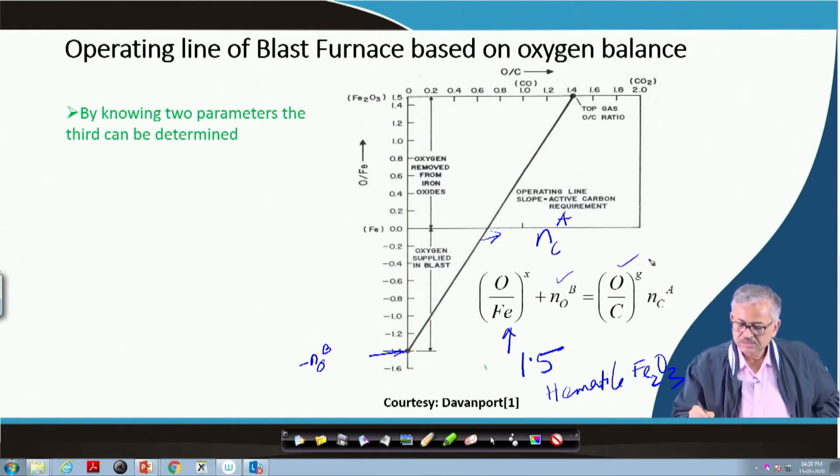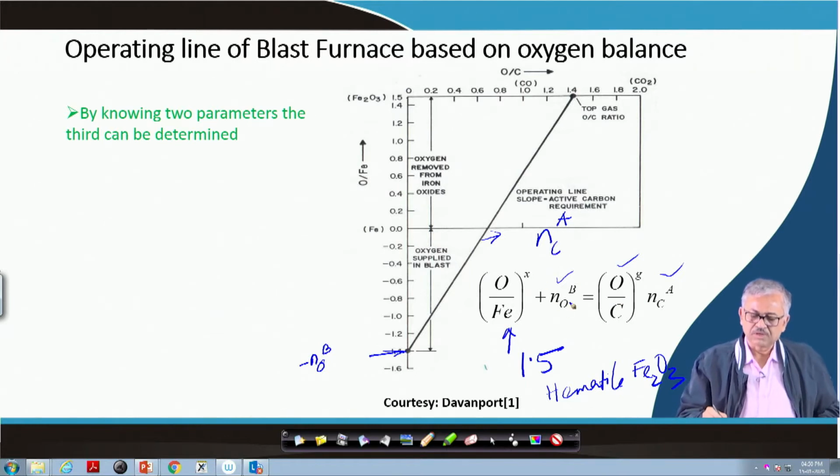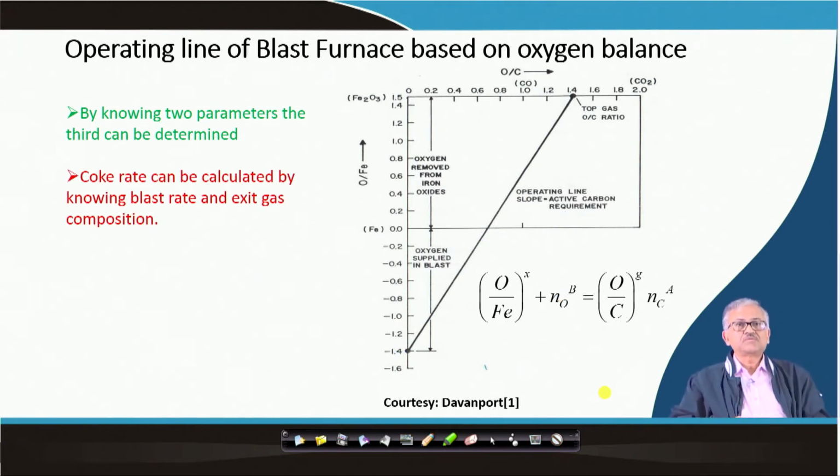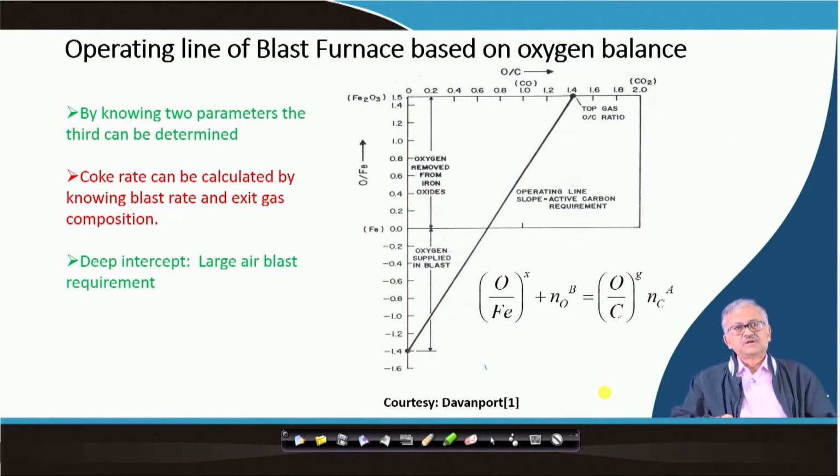These are the three unknowns: gas composition, active carbon, and the oxygen in the air blast. If I know two of them, we can calculate the third one. So we have 2 degrees of freedom here. Then the coke rate can be calculated by knowing the blast rate as well as the exit gas composition, O by C and the NOV. If I know these, I can calculate the coke rate, NCA. NCA is the active carbon, and then we can convert it to kg per ton of iron produced. That can be done.